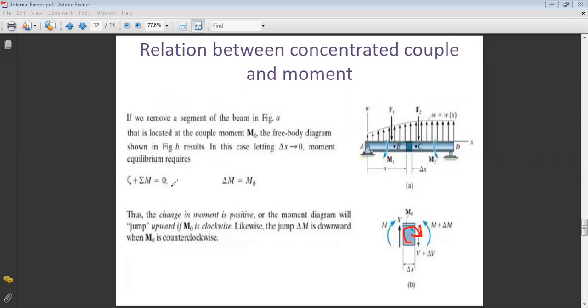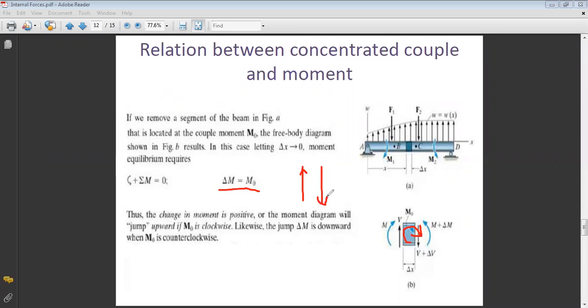So if you write sum of moments equals 0 for this system, you get M plus delta M minus M0 equals 0. So you deduce that delta M is equal to the couple M0. And you can deduce that if I have a clockwise moment, I have an upward jump of the bending moment, and if I have a counterclockwise moment, the bending moment will jump down.